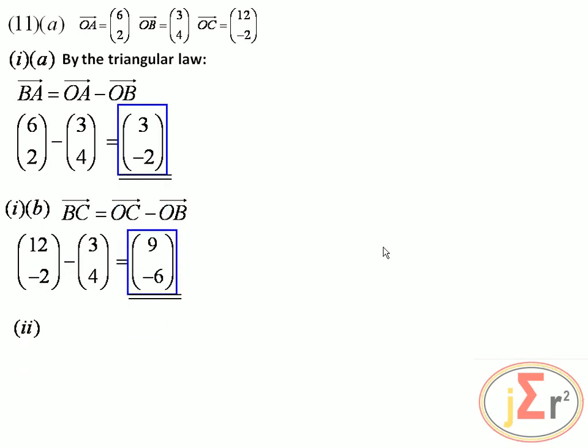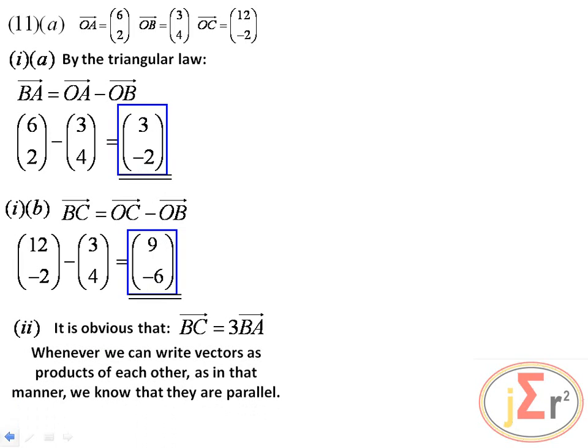In this section, we need to write down one relationship between the two vectors. It is obvious that BC is equal to 3 times BA, because we have 3 to 9, negative 2 to 6. 3 times 3 is 9. 3 times negative 2 is equal to negative 6. So this one is actually 3 times this one.